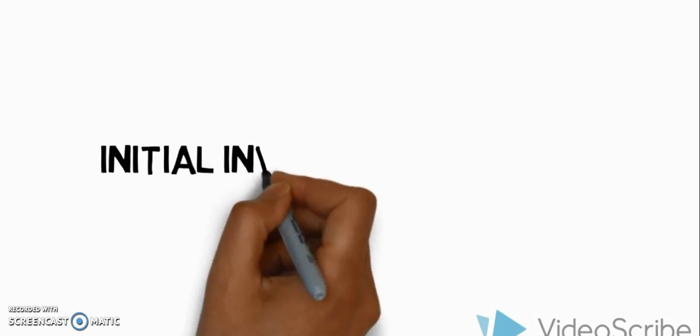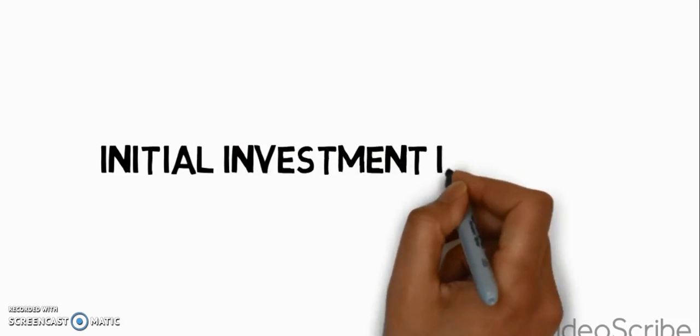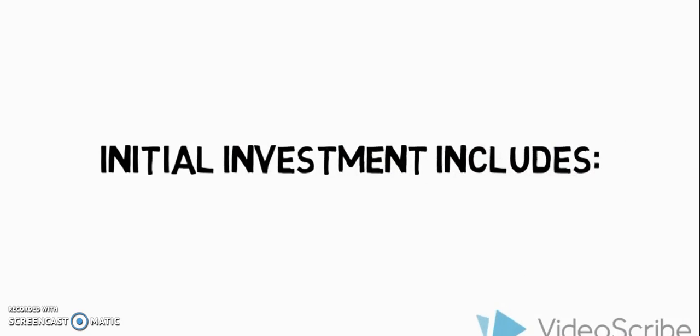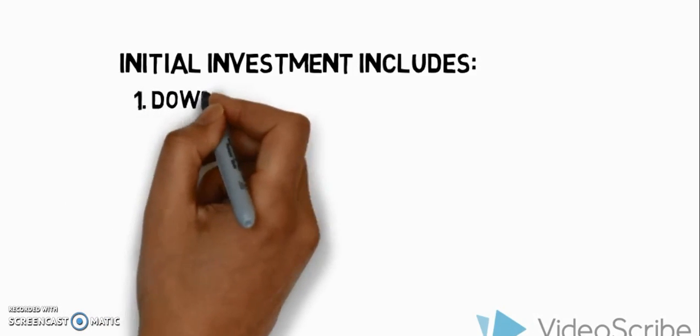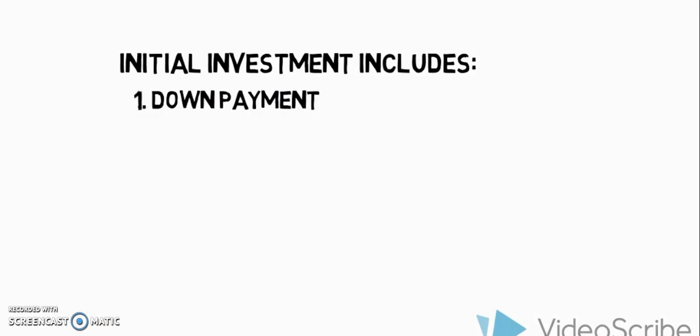Now let's explore initial investments. Initial investments include items like down payment. Down payment could be in the range between 5 to 20% and more. For rental properties, it's likely to be 20%.